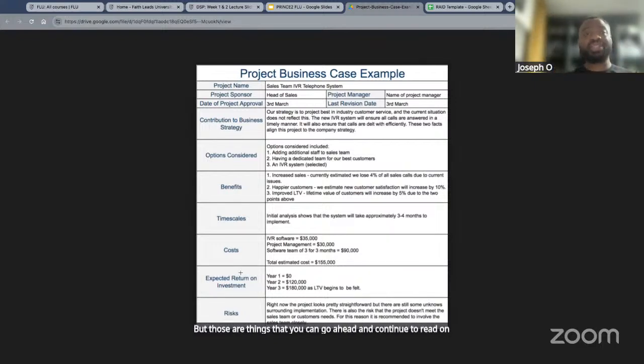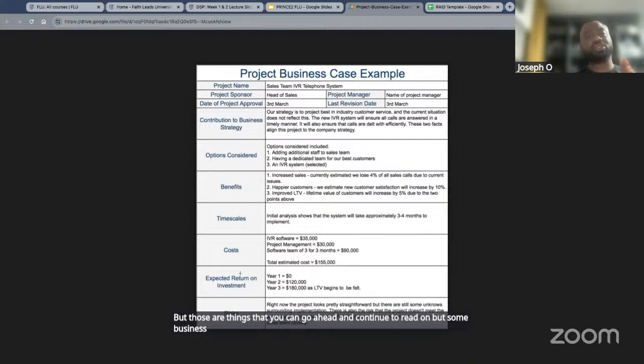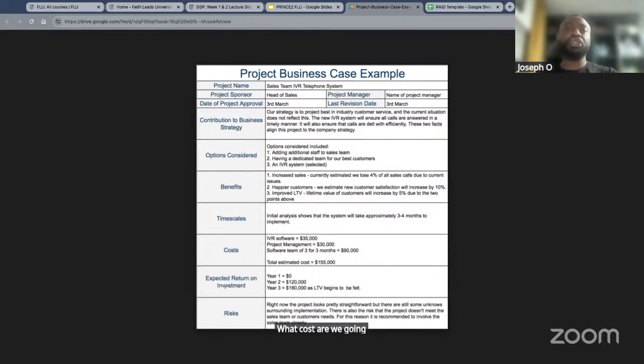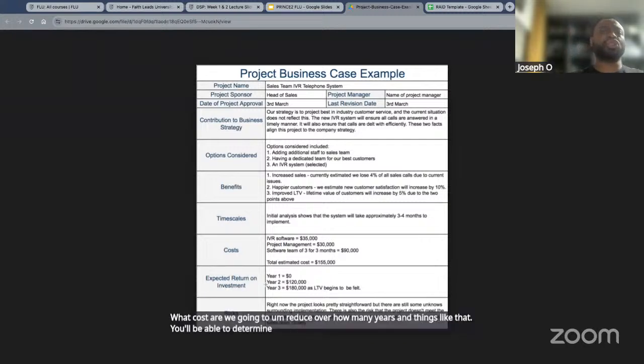But some business cases would have those items within their financial appraisal for the project being implemented. How are we going to get back the money, or what money are we going to get back, or what cost are we going to reduce over how many years, and things like that. You'll be able to determine that and include that in the business case.